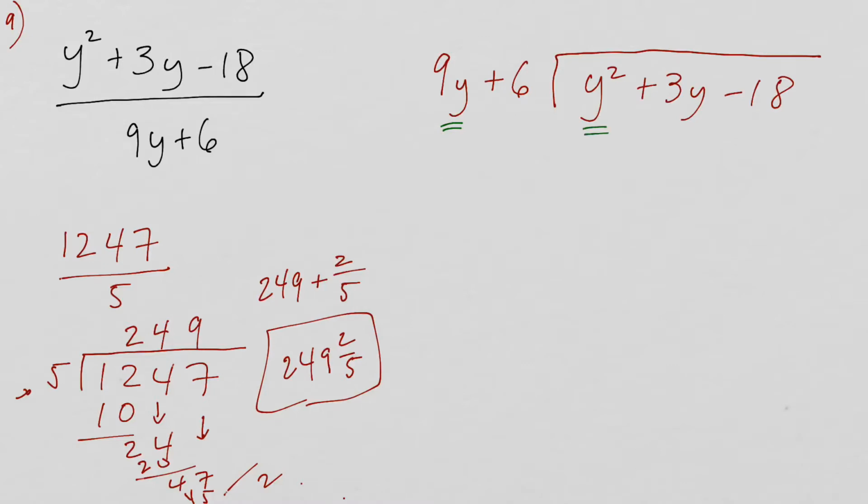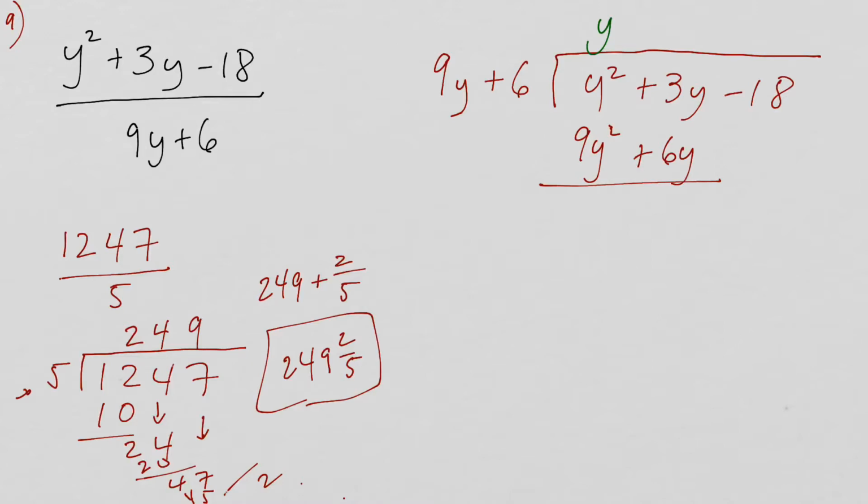And you ask yourself, what would you have to multiply 9y by in order to get to y squared? And the answer is y. Once you choose that, now we can take that y and we'll multiply. So y times 9y is 9y squared. 9 times 6y is a positive 6y. And now I'm ready to subtract.